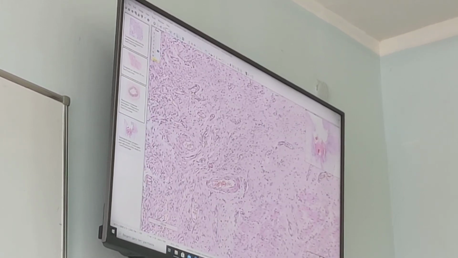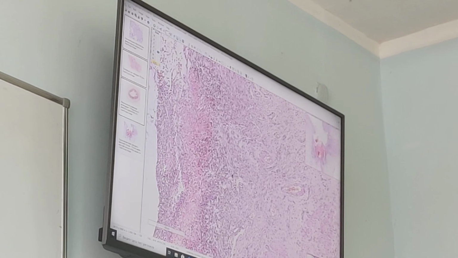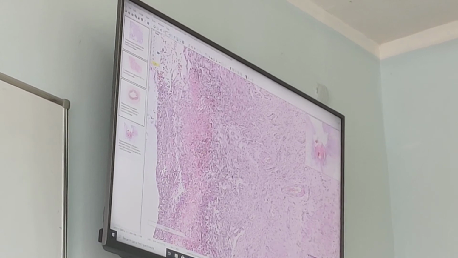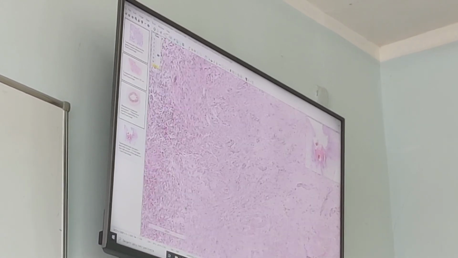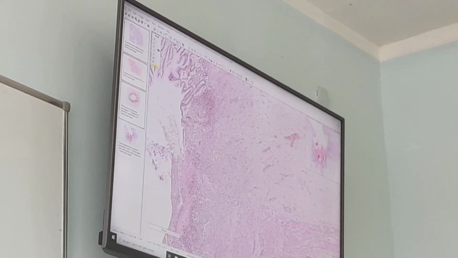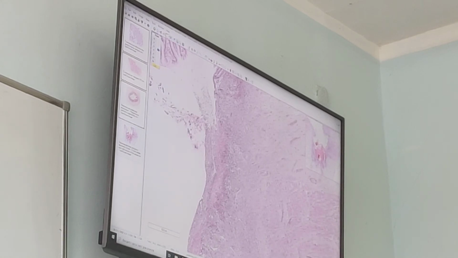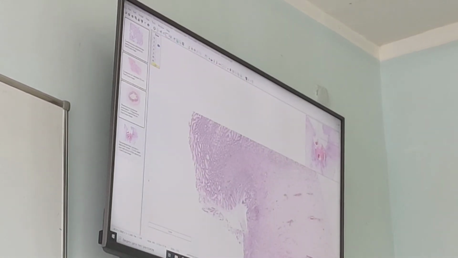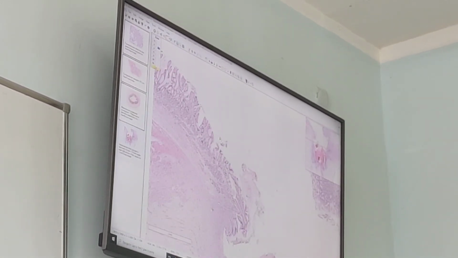So one more time for layers, let's see. Exudate, fibrinoid necrosis, granulation tissue, and fibrous connective tissue. 4 layers in the wall of the ulcer. This is normal mucosa. This is normal mucous membrane.